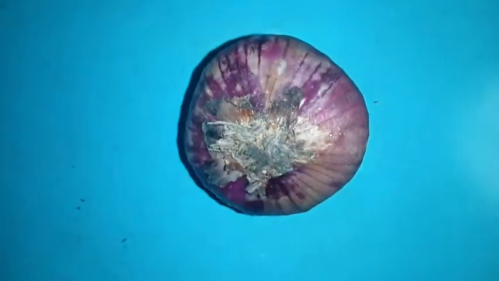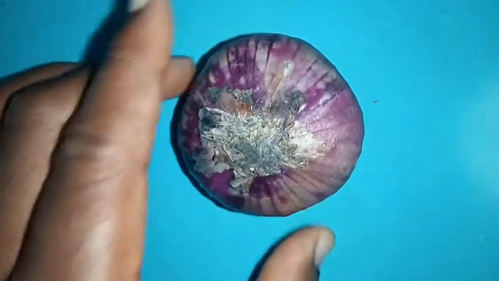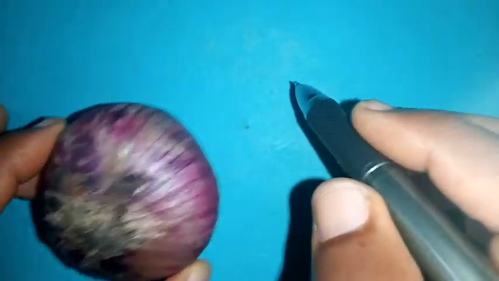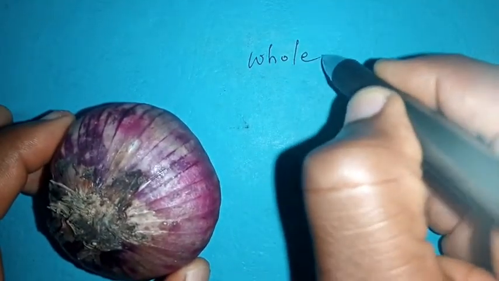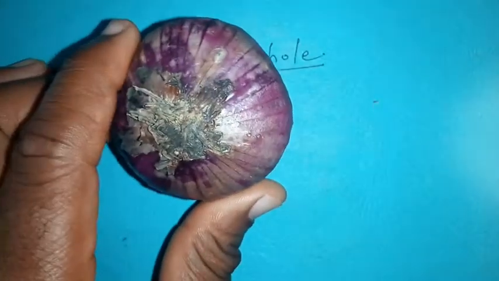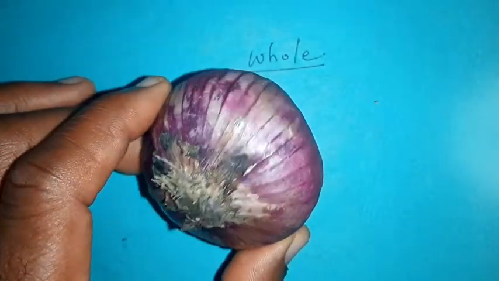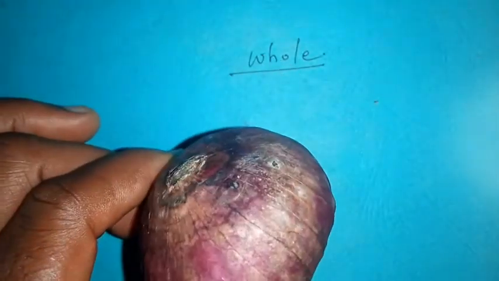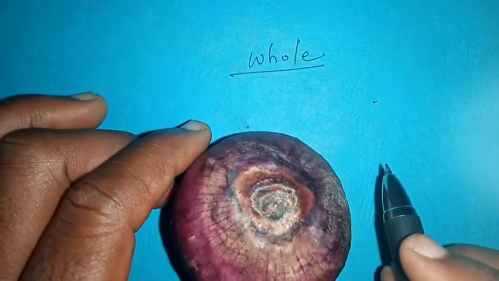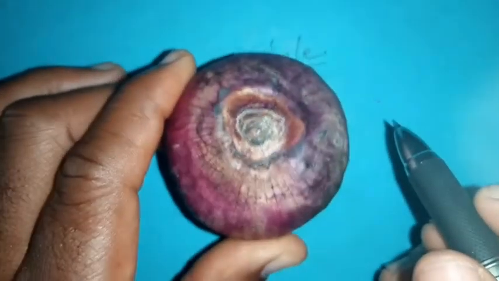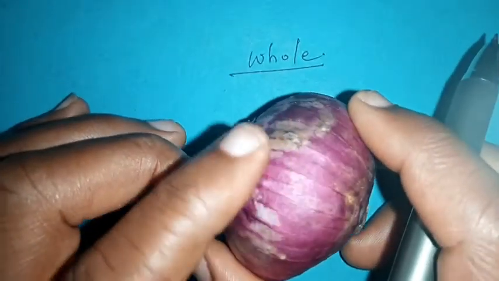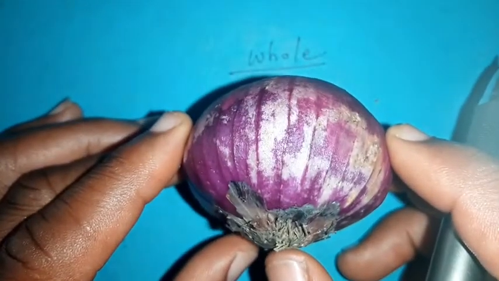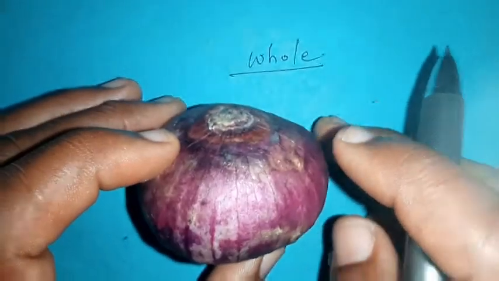Looking at this onion, I'm going to call this onion 1, and they call it a whole. This is a whole. What people call a whole is just one thing, a complete entity. In terms of fractions, this is 1 over 1. If it is percentage, we'll call it 100%. This is a complete package, which is a whole.